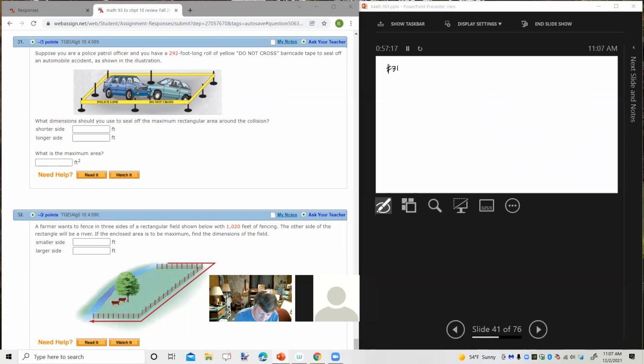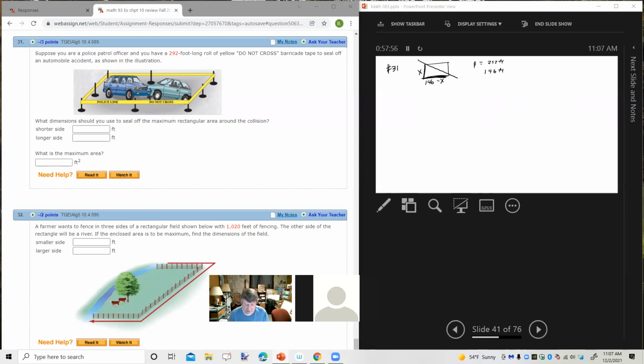So we've got this rectangle, okay? And the total perimeter is 292 feet. If we were to cut it in half, that would be what, 146 feet? 292 divided by 2. Yeah. So that means this piece plus that piece add up to 146. Okay. So let's say we call this x. Then this would be 146 minus x. The two pieces add up to 146.